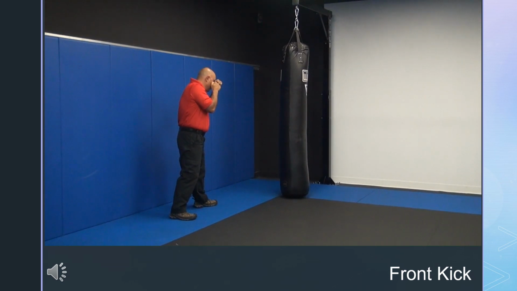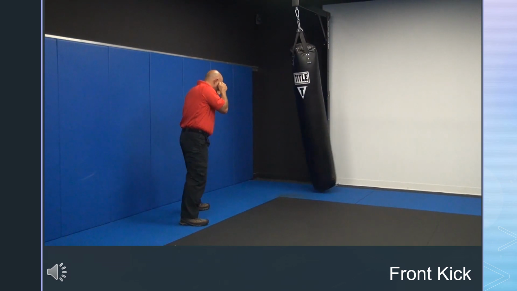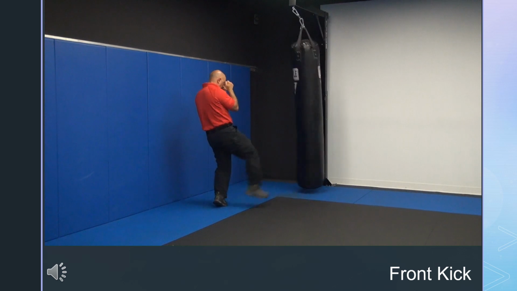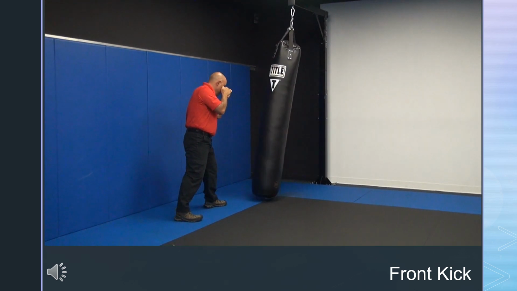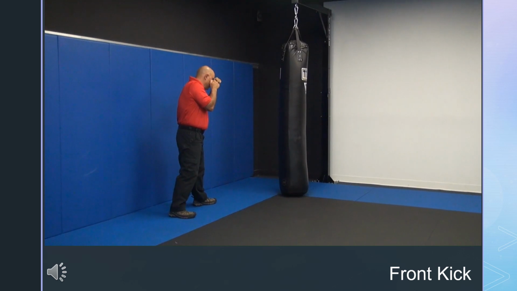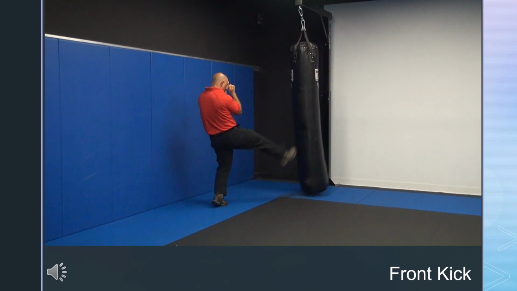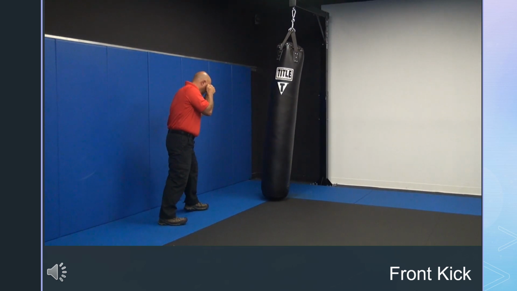Front kick. Use loud, clear verbal commands throughout the application of this technique. Transfer your balance to your support leg. Lifting the rear knee, snap the foot forward and strike the target with either the ball or the bridge of the foot.